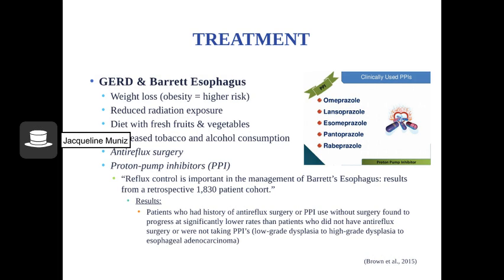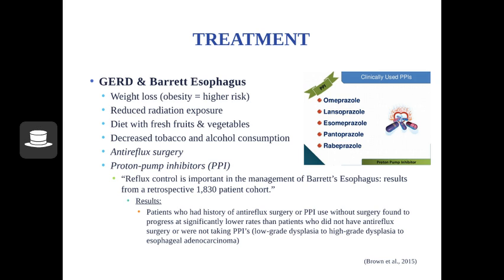Management and treatment of GERD and Barrett esophagus can begin with lifestyle modifications. This includes weight loss, reduced radiation exposure, diet with fresh fruits and vegetables, and decreased alcohol consumption and tobacco use. Other treatment involves anti-reflux surgery and most commonly the use of proton pump inhibitors.